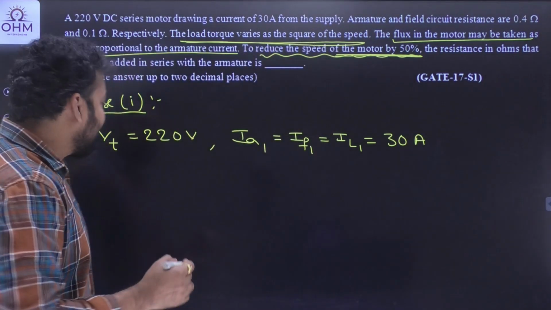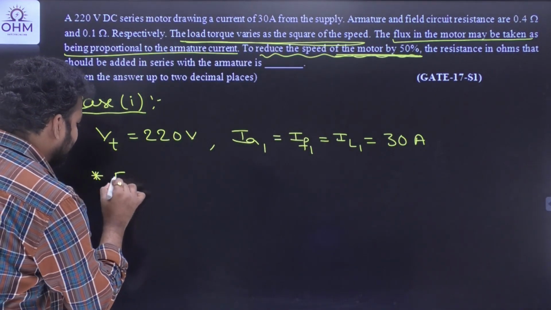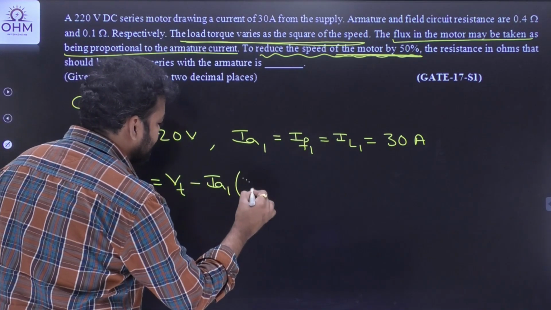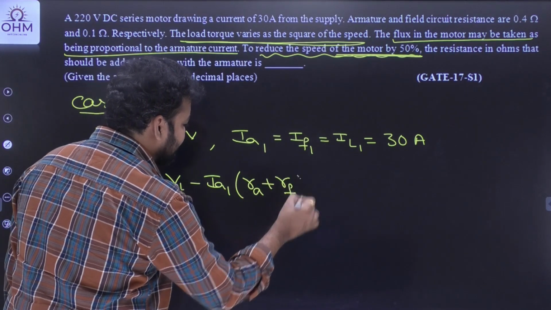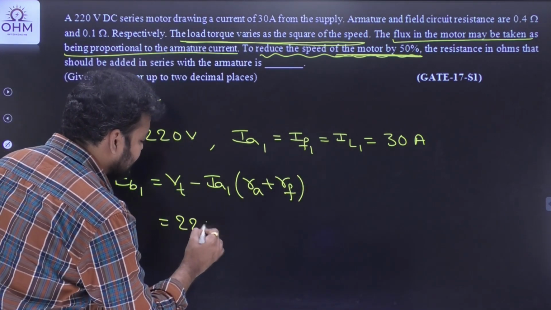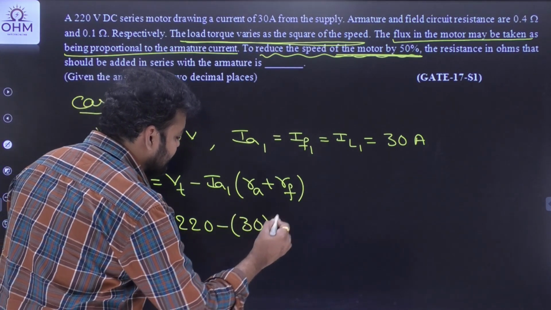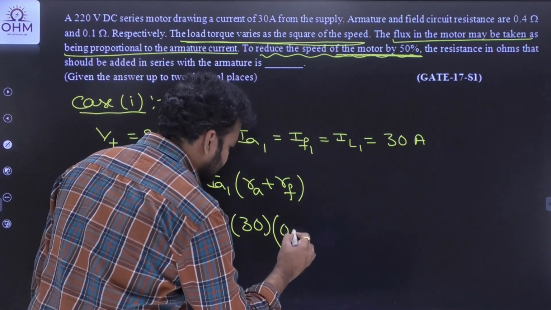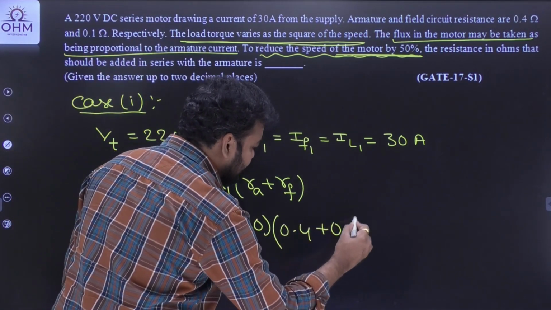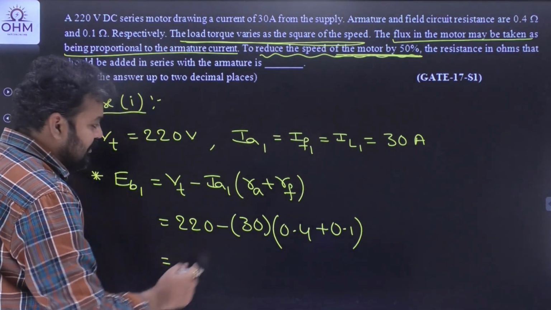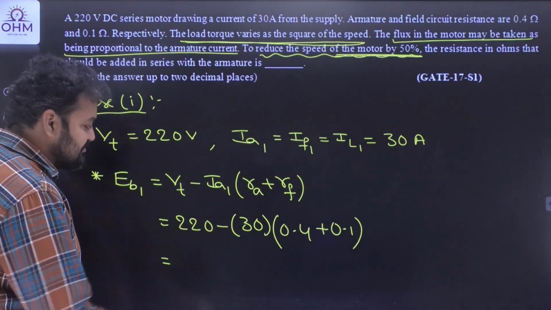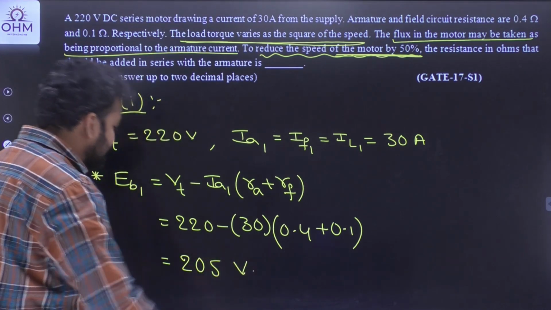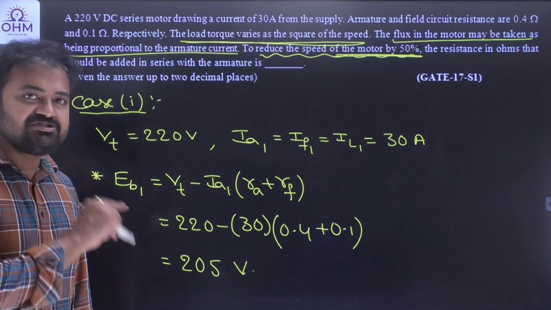Now calculate the back EMF of the motor. What is the formula for back EMF? Back EMF is equal to Vt minus Ia into (Ra plus Rf). So Vt was 220, armature current is 30. Armature resistance is 0.4, field resistance is 0.1. So this is the information given. 30 into 0.5, that is 15. 220 minus 15, 205 volt. This is the back EMF of the motor in the first case.